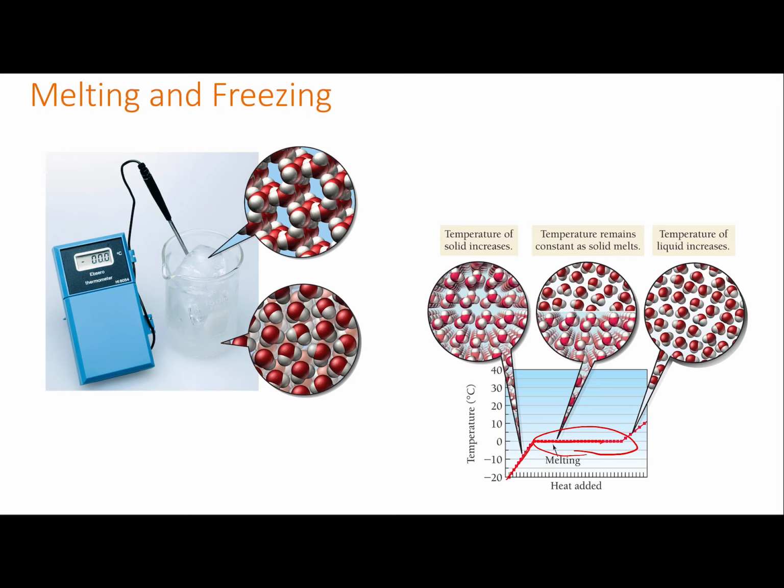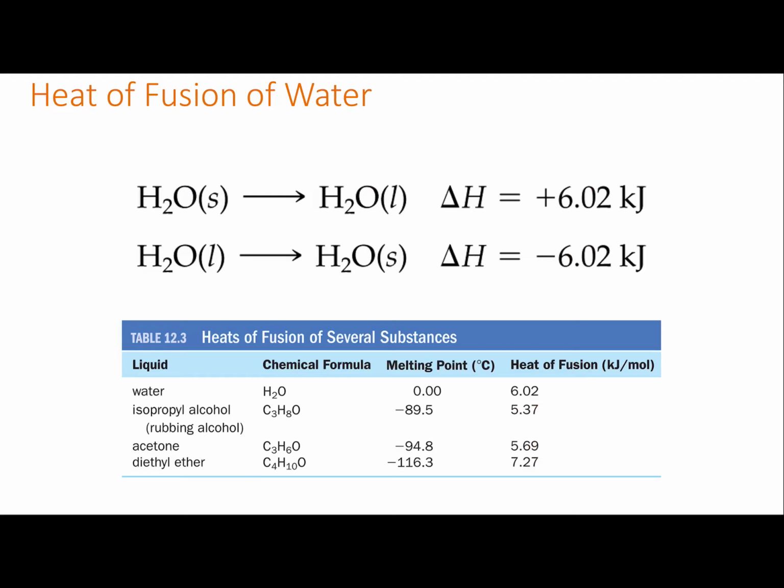Freezing, on the other hand, is exothermic. Heat is released when liquids freeze. As water in your freezer turns to ice, it releases heat, which must be removed by the refrigeration system of the freezer. If the refrigeration system didn't remove that heat, the heat would actually warm the freezer and prevent further freezing. The amount of heat required to melt 1 mole of ice at 0 degrees is 6.02 kilojoules per mole. If it is an exothermic process, then it is negative 6.02 kilojoules per mole.